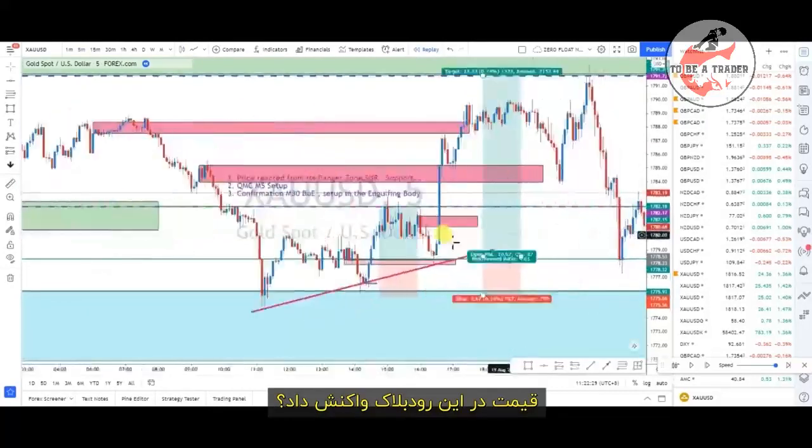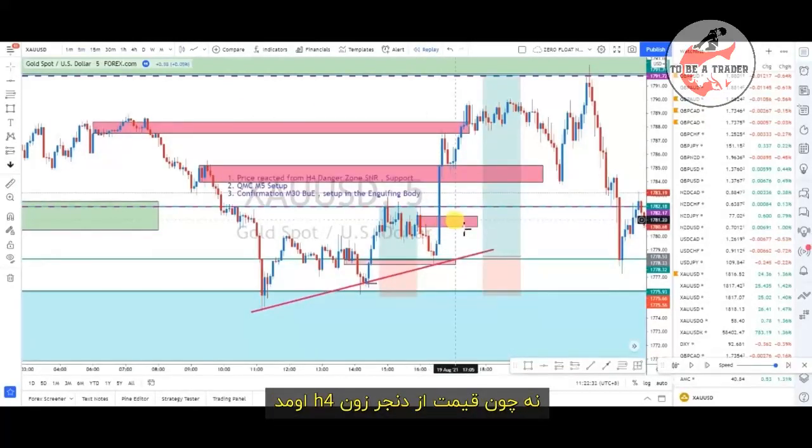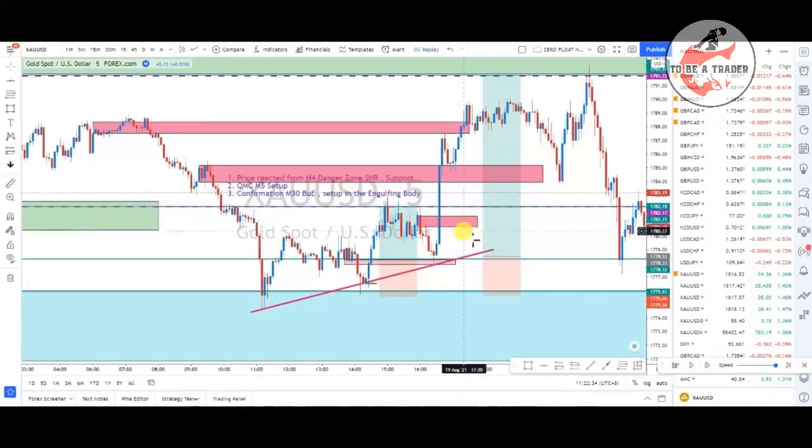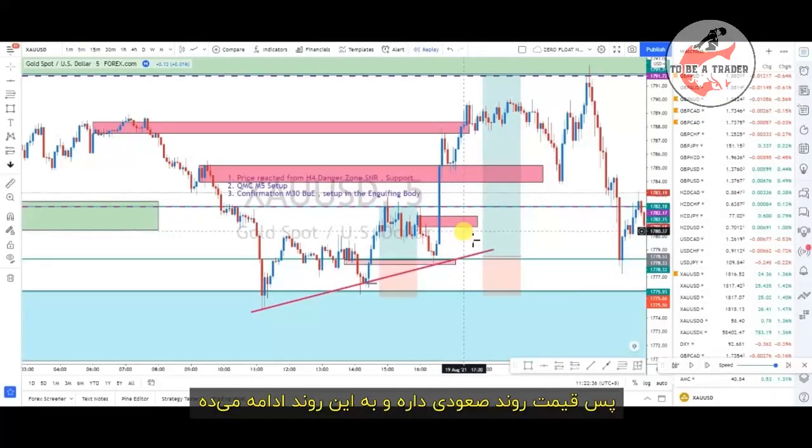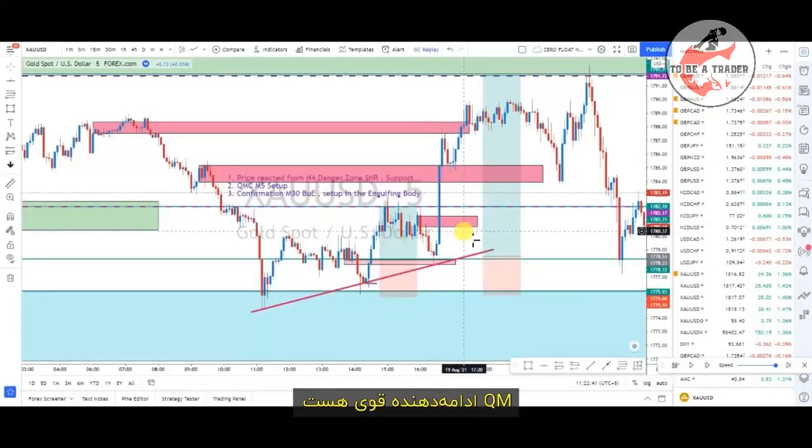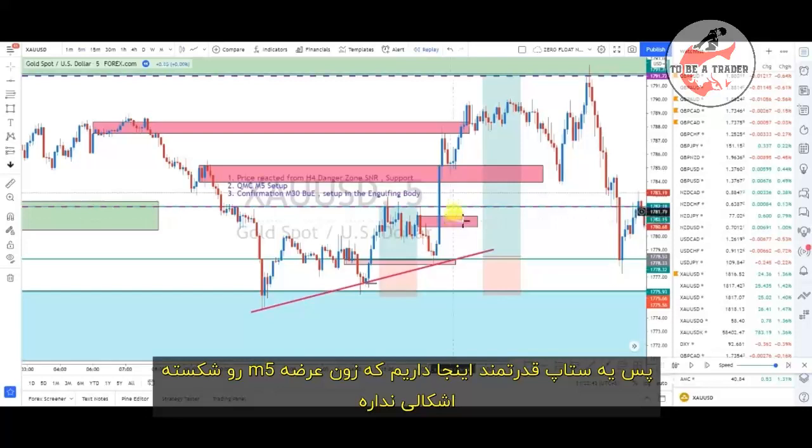So did price react in this roadblock? No, because price comes in from the H4 danger zone. So price is going on the uptrend, and price comes in from QM continuation. Okay, QM. So QM continuation is strong, Quasimodo. Okay, so strong setup we have here.